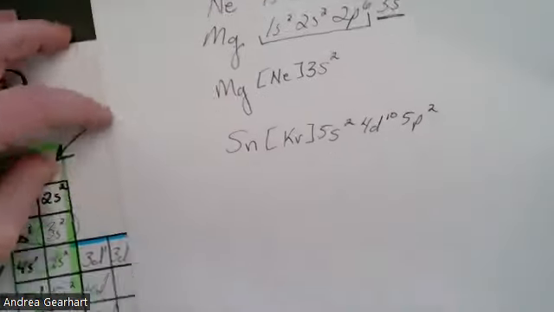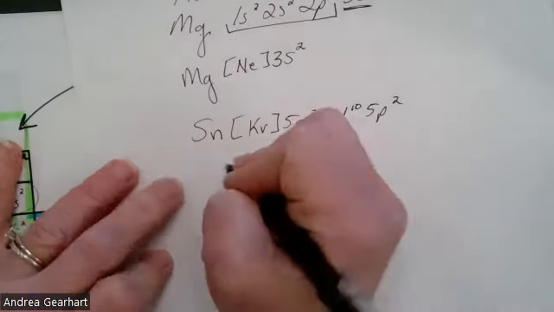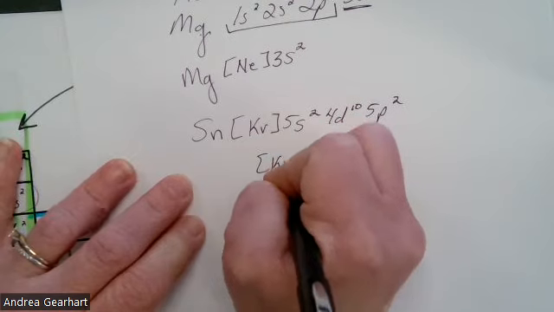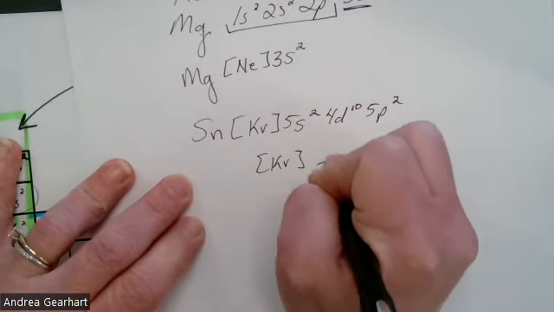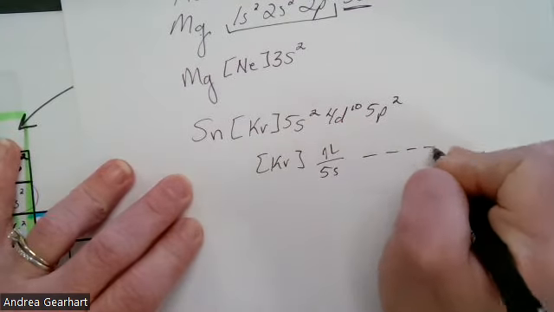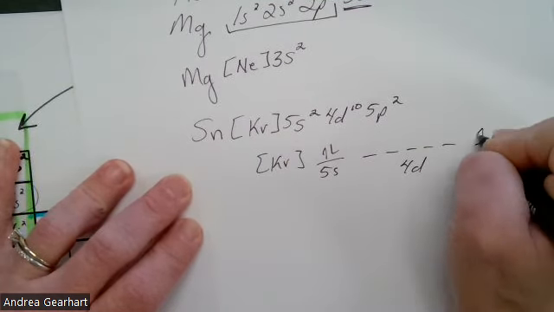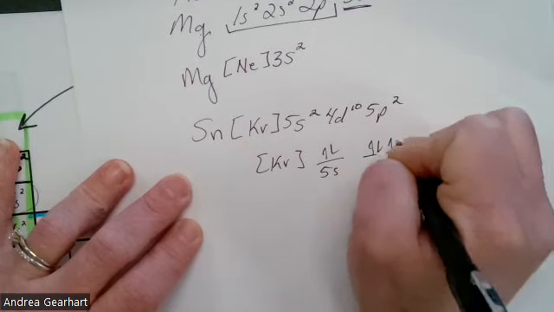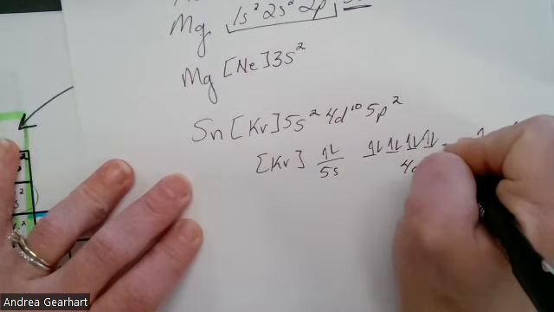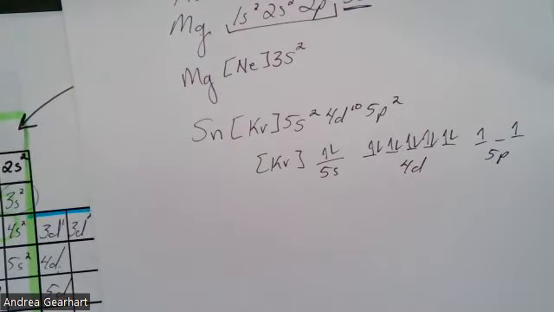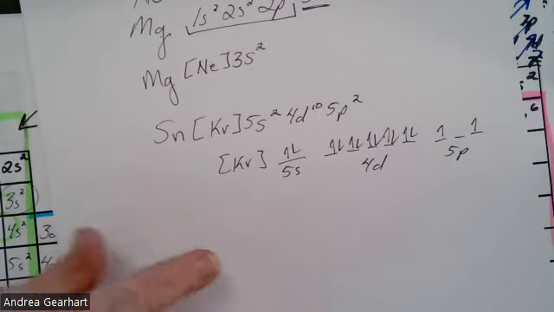You can do the same for orbital notation. We would do krypton and then 5s, 4d, and then 5p. Questions on those two?